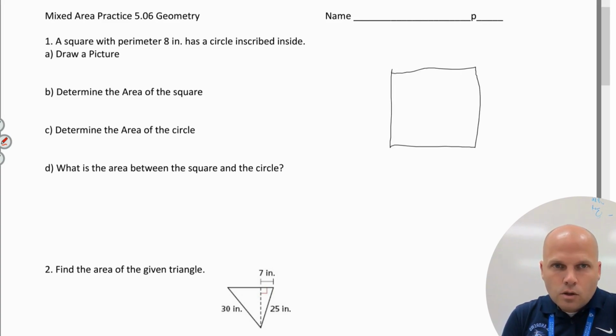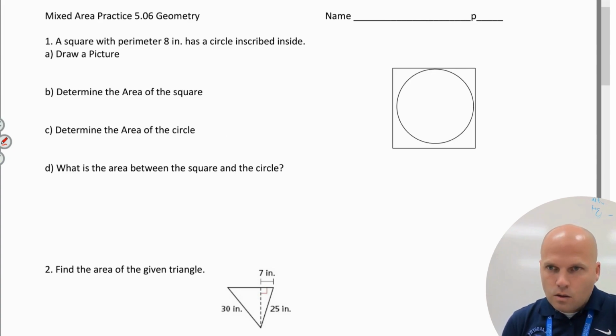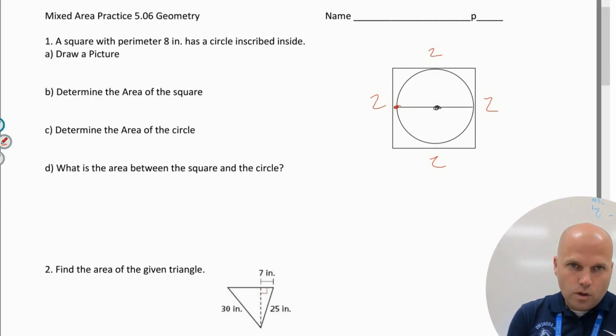Square, circle inside. There's 8, so each side length has to be 2. Now, to figure out the radius, we understand that the top side length refers to the middle side length, so the radius has to be 1.